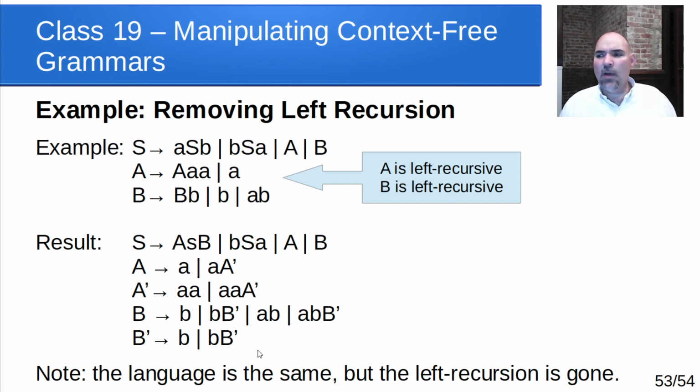And you might ask, why do we want to do that? Why would we ever want to get rid of left recursion? Because we've added extra variables here in order to get rid of it. This looks a little more complicated. Why would we want to get rid of that? And the answer comes down to later on when we go to write programs for these grammars.